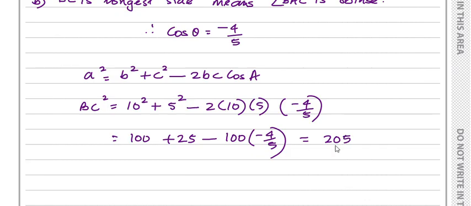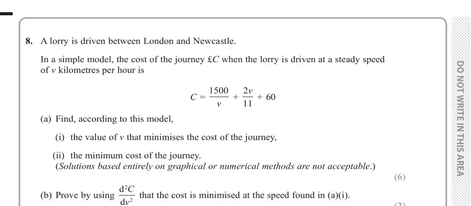So BC square is 205. Therefore, BC is equal to square root of 205. Since the question says find the exact value of BC, don't attempt to put this into the calculator and convert into decimals. Just write square root of 205. You can write square root of 205 centimeters.